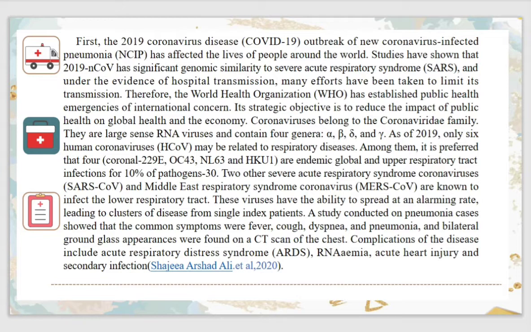Transmission includes contact, most often through droplets produced by coughing, sneezing, and talking. It is highly contagious, causing the deaths of millions of people around the world and affecting the lives of people everywhere. The World Health Organization has declared a public health emergency of international concern. Its stated objective is to reduce the impact on public health, global health, and the economy.